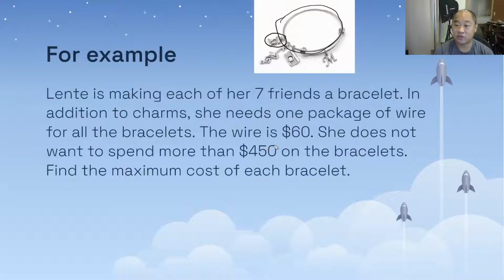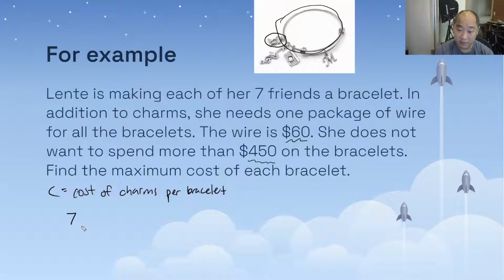And so the wire is $60. And she doesn't want to spend more than $450 on the bracelets for the 7 people. So find the maximum cost of each bracelet. Well, first we need to find the cost of charms per bracelet, and we'll just call that C.